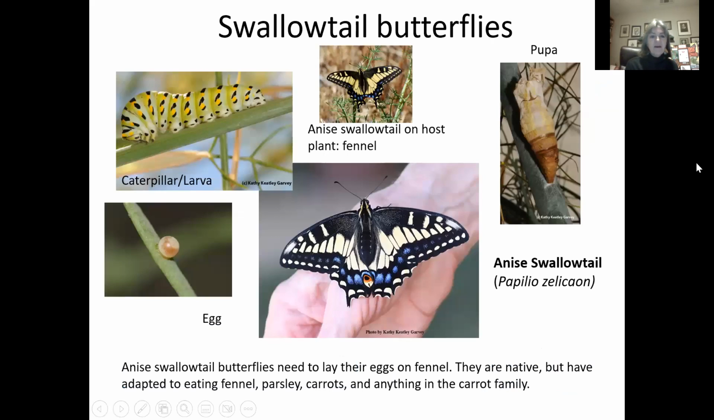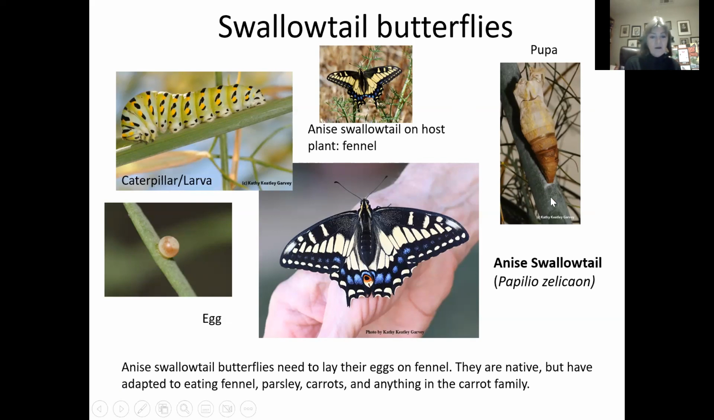So here again, we have some examples of the butterflies you might see in your yard. Swallowtail butterflies, which are beautiful butterflies. They're large. They have the black and light yellow coloring on them. The caterpillar is shown here at the top with the stripes. And then you see the egg on the bottom left. And on the right, you see the pupa.